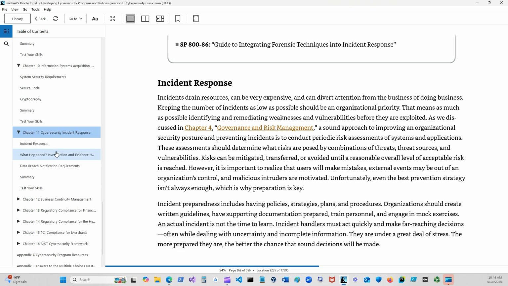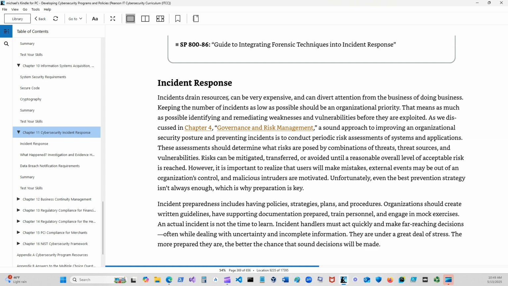Incident response, right? You have to have an incident response plan. Now, are you going to say exactly what they're going to do? No, you're going to say who's in charge of it, when it is implemented, what it does, how it prevents things from happening, right?